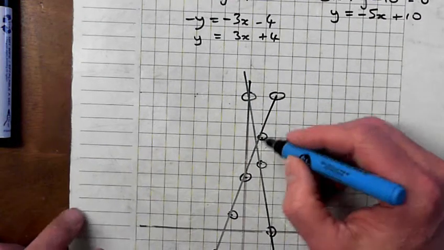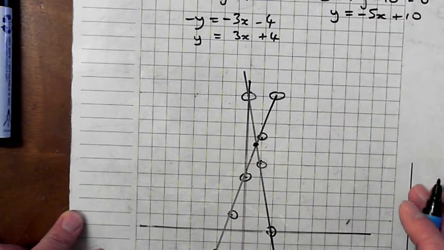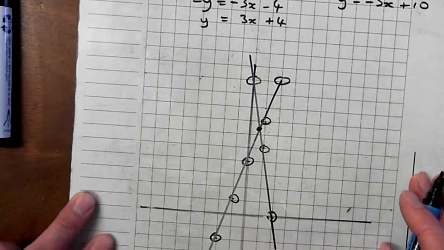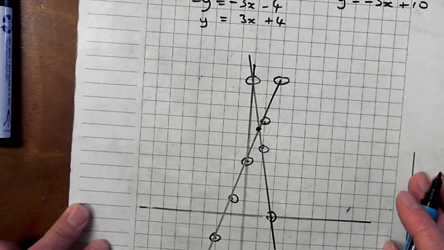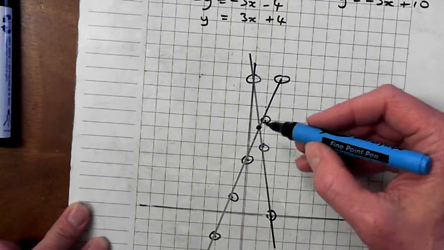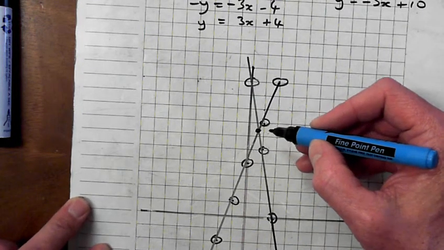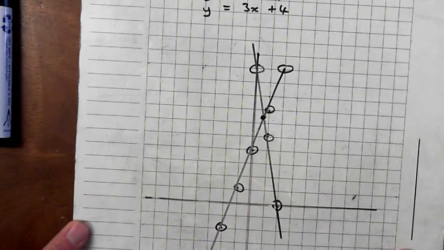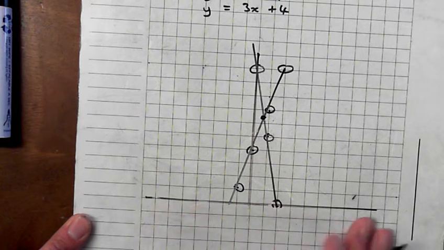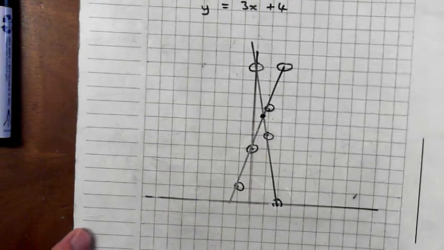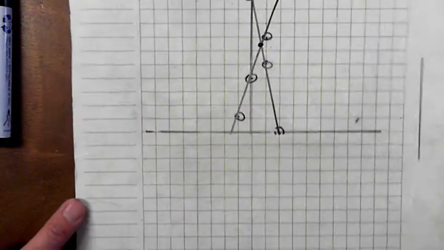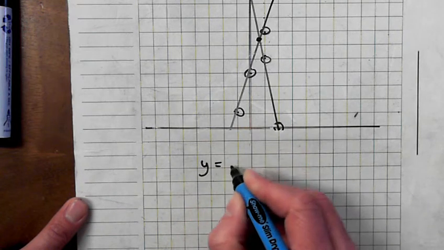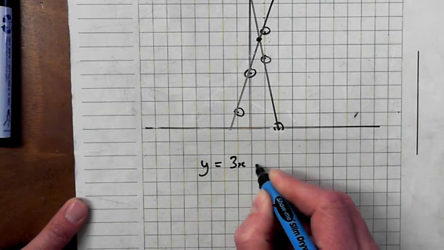Right. So what do you think that point is? Point of intersection? What did you get? 2.75 and then 6.25. Yeah. It's hard to read it from the graph, isn't it? So if the answer is hard to read from the graph, then what we need to do is simultaneous equations. So I'll write down the two equations to be solved by using simultaneous equations.